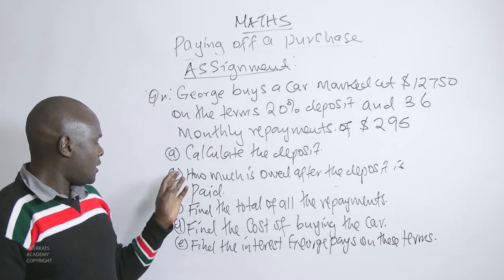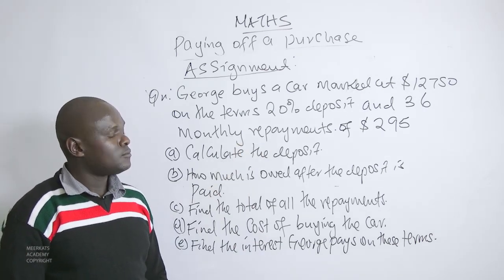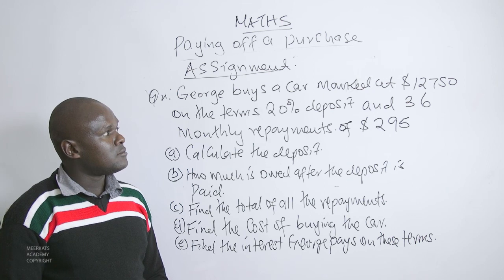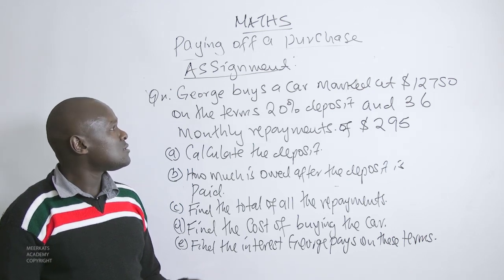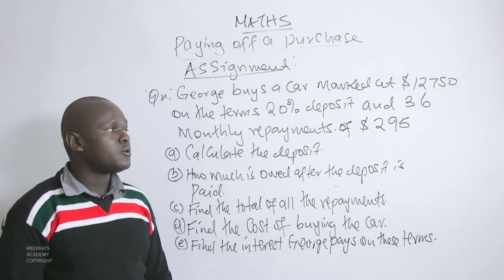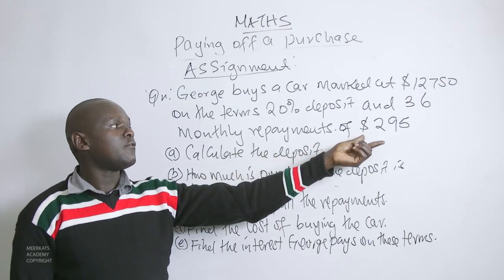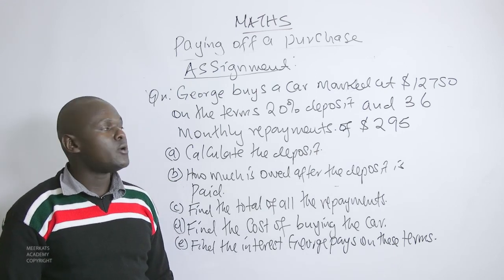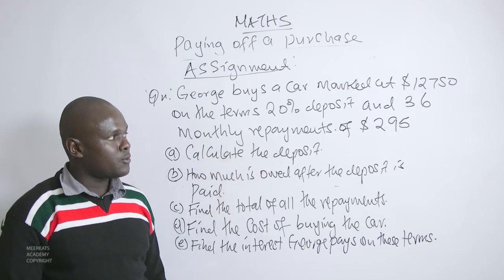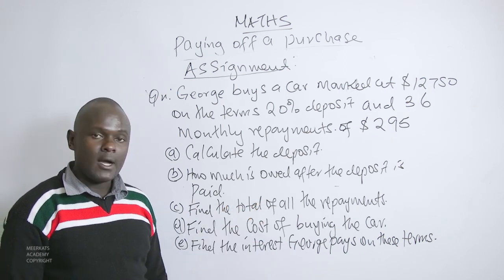Those are the 5 parts of this question, where George is buying a car that is marked at $12,750, where the conditions are 25% deposit should be made, followed by 36 monthly repayments or installments, and the value of each installment is $295. So I hope you'll be able to go through the questions with the knowledge that we have acquired today to be able to handle the same.